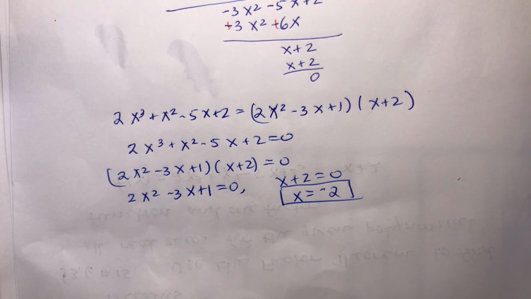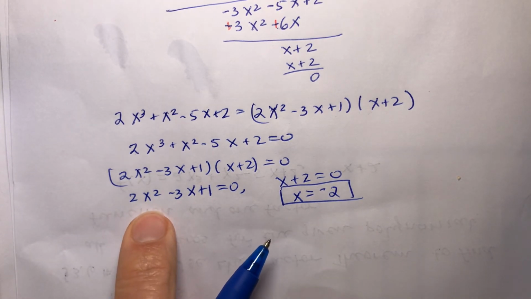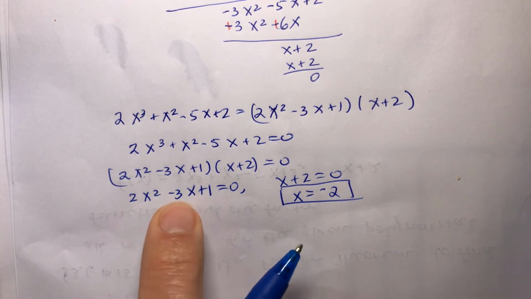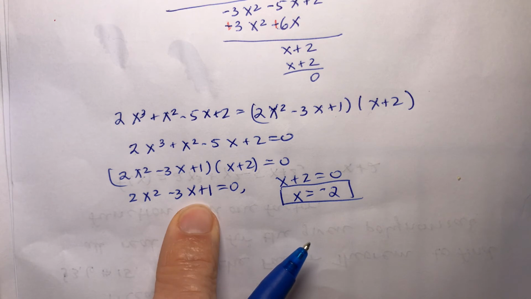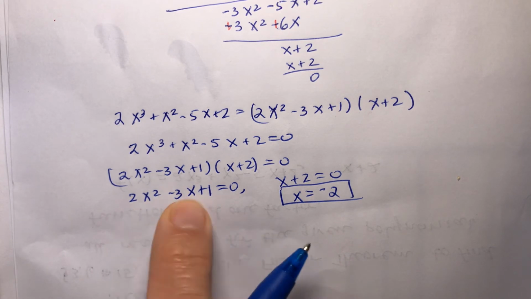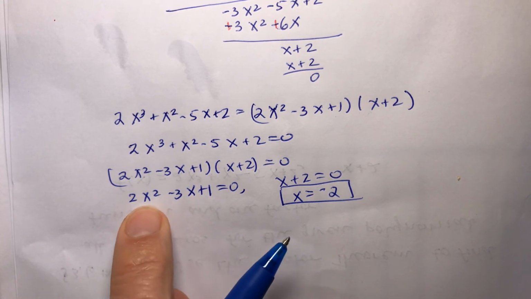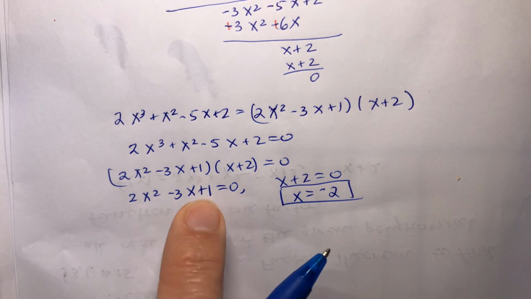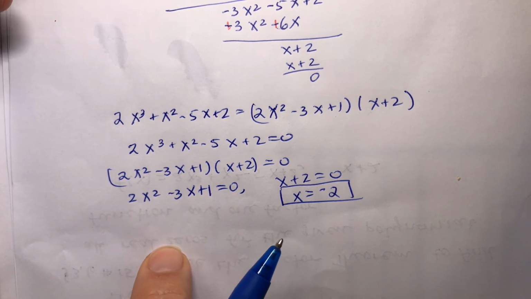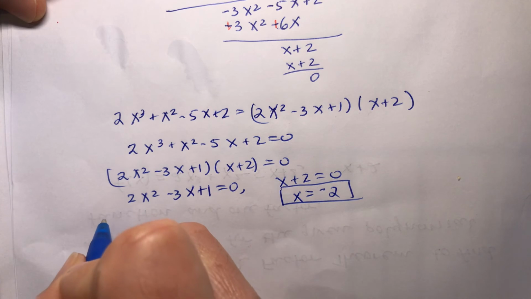And now for this other one, what we can try to do is factor it. But if that doesn't work, then we can use the quadratic formula. Why would I say it doesn't work? Well, not everything factors over the rational numbers, over the integers. But this one I think does.